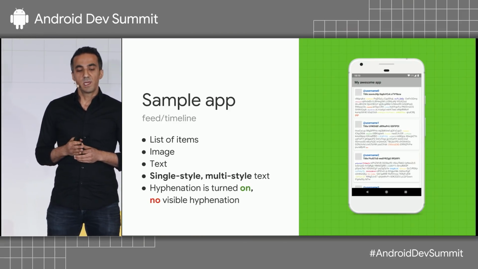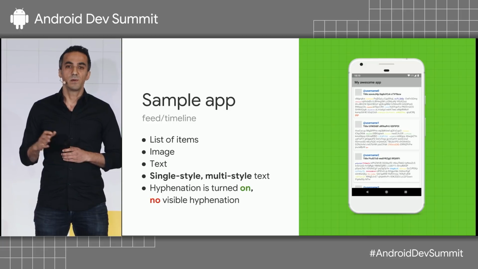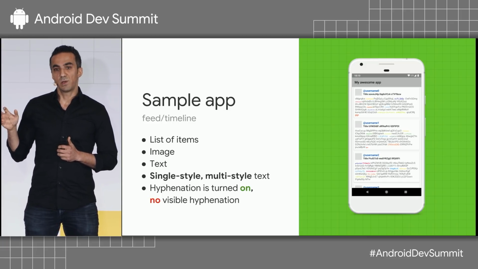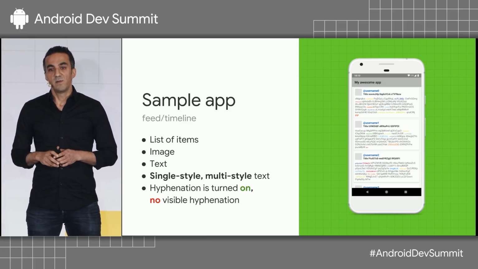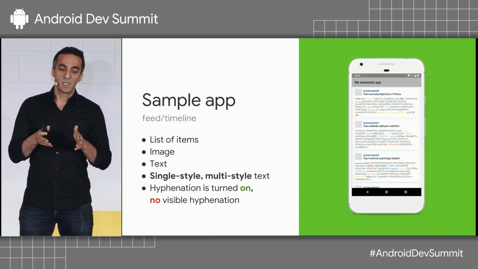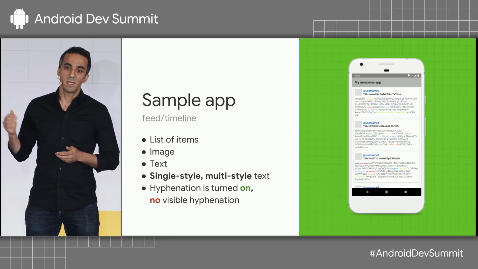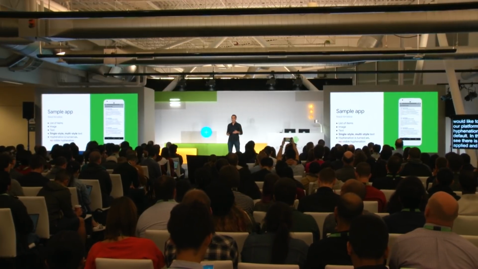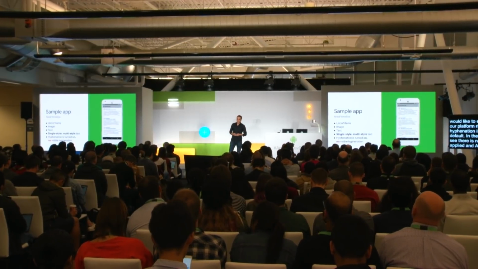One important point here that I would like to emphasize: on our platform right now, hyphenation is turned on by default. However, in this app, as you can see, there is no hyphenation applied, and the reason is Android works with dictionaries in order to be able to hyphenate the words, and since these words are just random characters side by side, it cannot do any hyphenation.